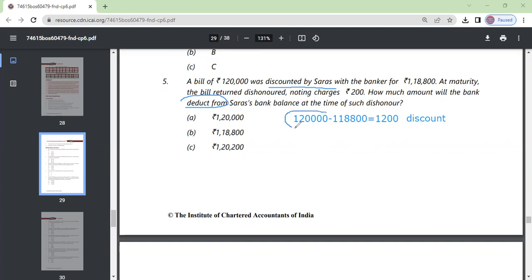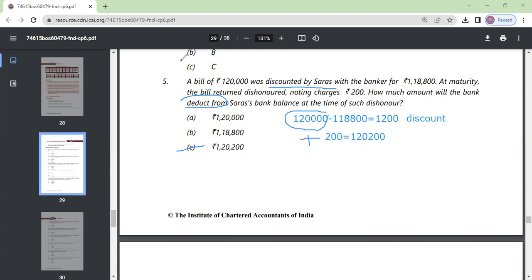What is the bill amount? 1,20,000. What about noting charges? 200. Then how much amount will the bank deduct from the drawer's books? 1,20,200. What is the option? C. Understood? I discussed many points. What is noting charges? Who will pay the noting charges? Initially and later.